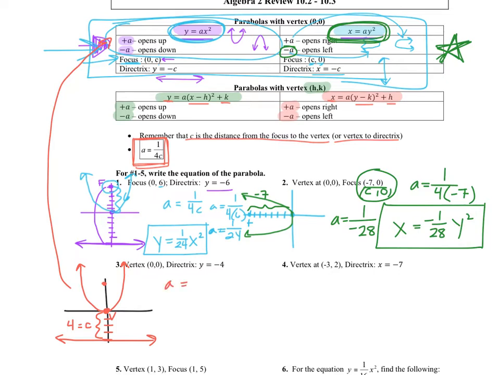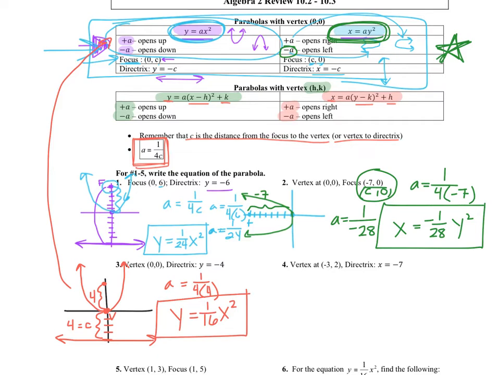So a is 1 over 4 times c, and we said our c distance is 4, right? Same distance here is 4. So that's 1 over 16. So you would do y equals 1 over 16 times x squared.